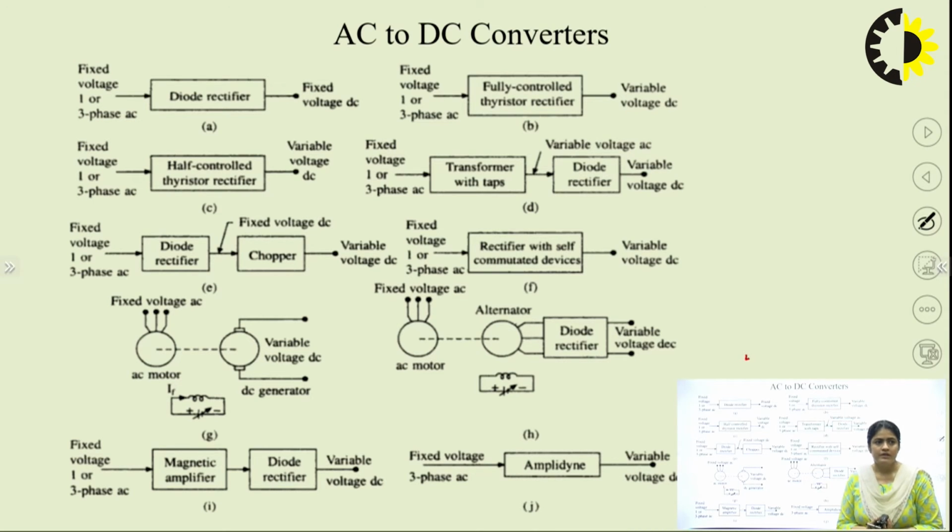Then fixed voltage single or 3-phase. Then D is the transformer tapping, creating the isolation: fixed AC is first converted into variable AC with the help of a transformer, then variable AC can be converted into variable DC voltage, right? So in a similar way, you can see that a lot of configurations can be used to convert AC voltage to DC voltage, right?